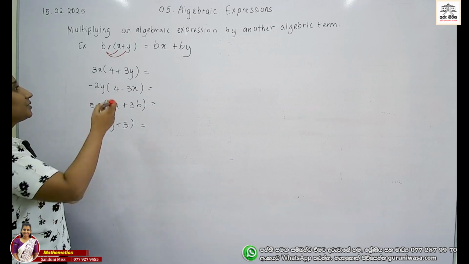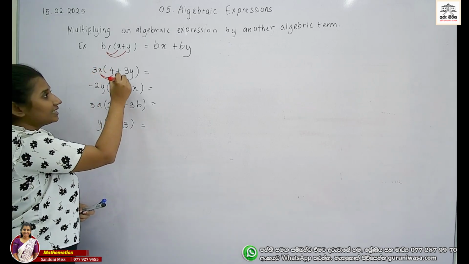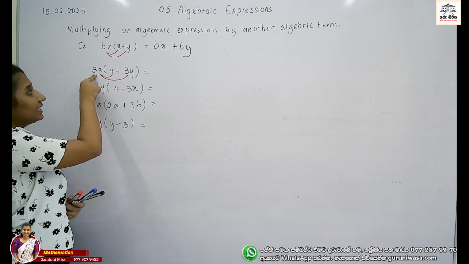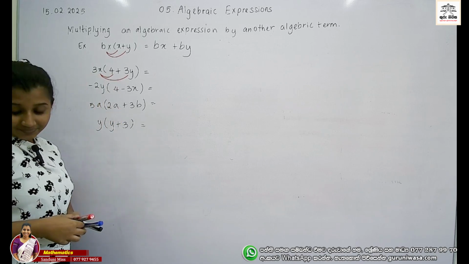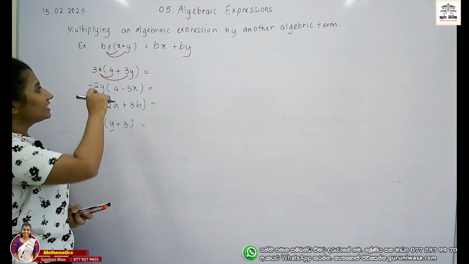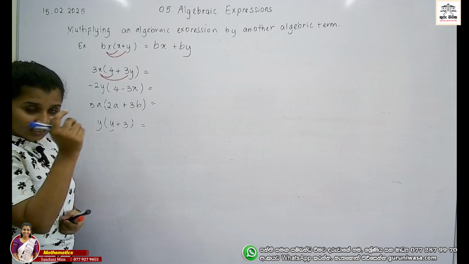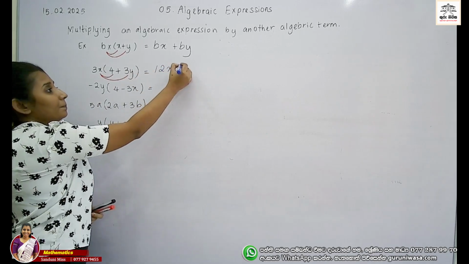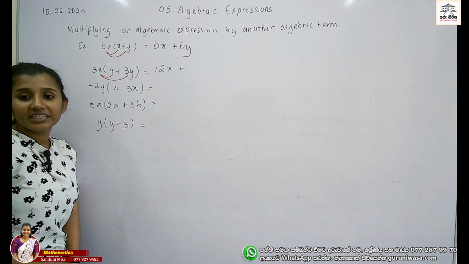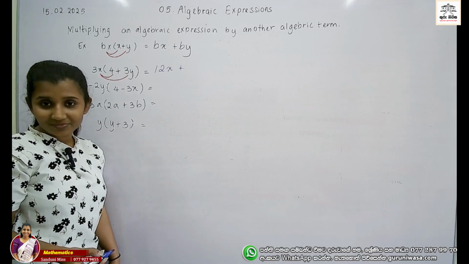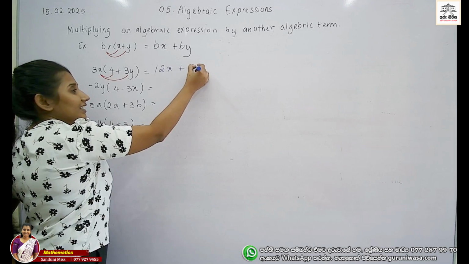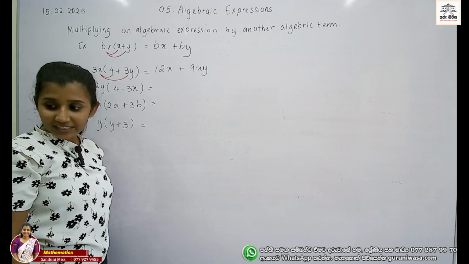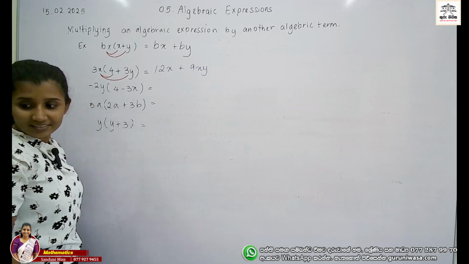So how do we do it? You have to multiply each term. So we'll multiply and see. 3x times 4 is how much? 12x. Plus 3x times 3y is how much? 9xy. Okay. Correct, right? Next one.